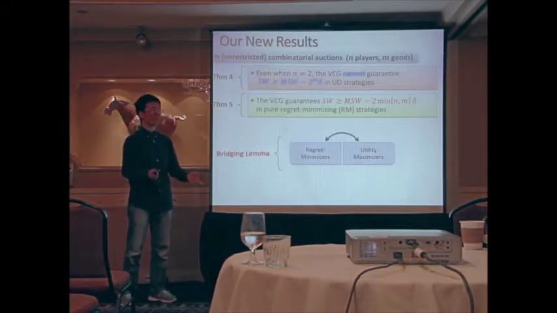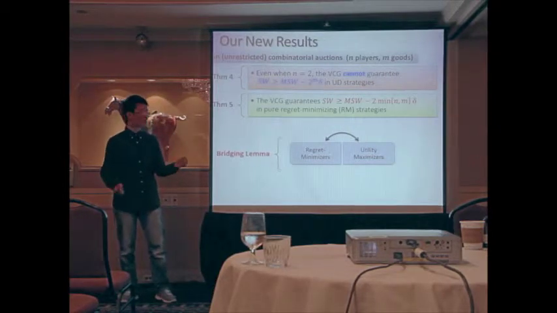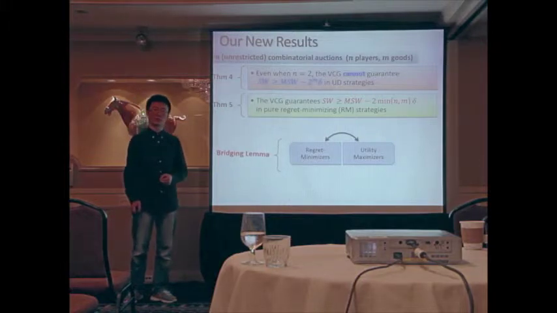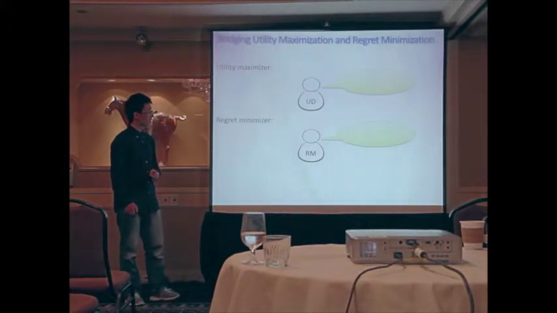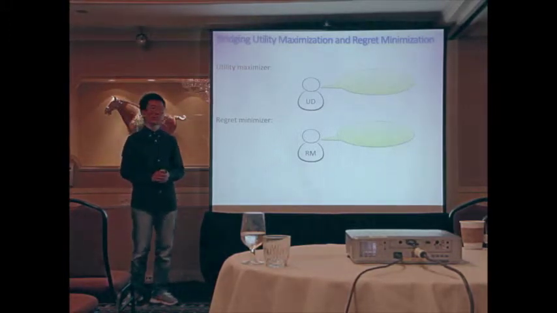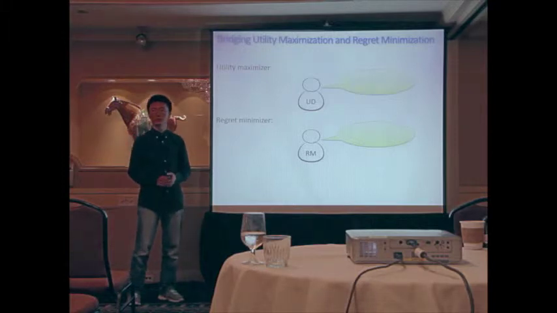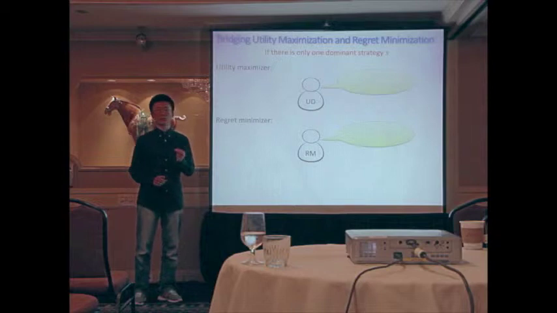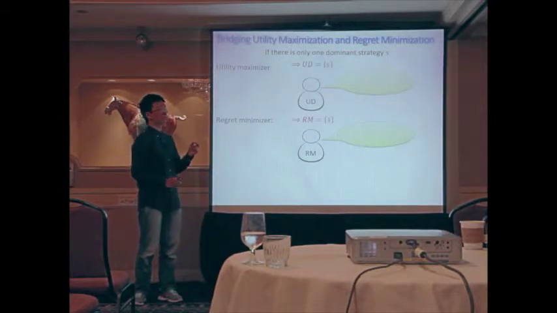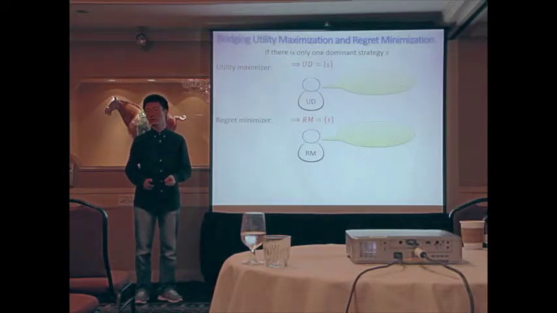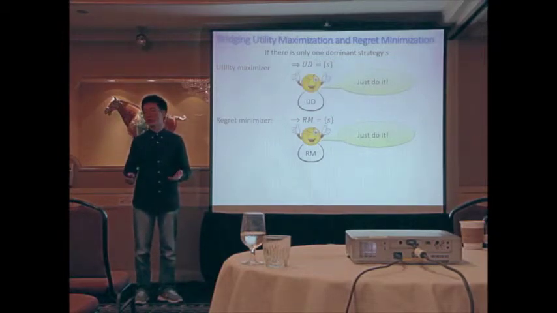Now let me make a promised detour to talk about something relating regret minimizers and utility maximizers. This is essentially the third result of our paper. Let's look at any game, not only just Knightian auction. There may be two types of players, utility maximizers or regret minimizers. If there's only one dominant strategy, then of course the set of UD, undominated strategies, and the set of RM, regret minimizing strategies, are both single. There's only one strategy to consider, and the players will be very happy.